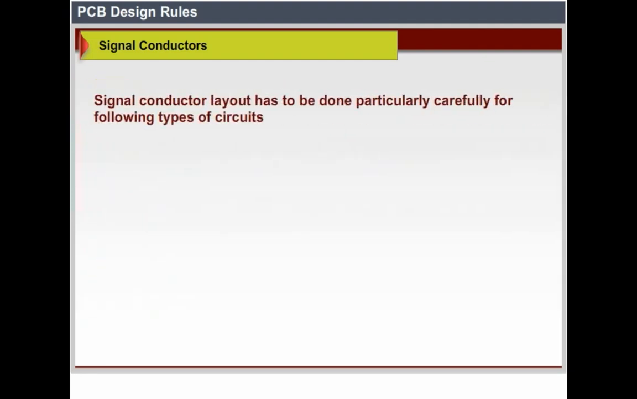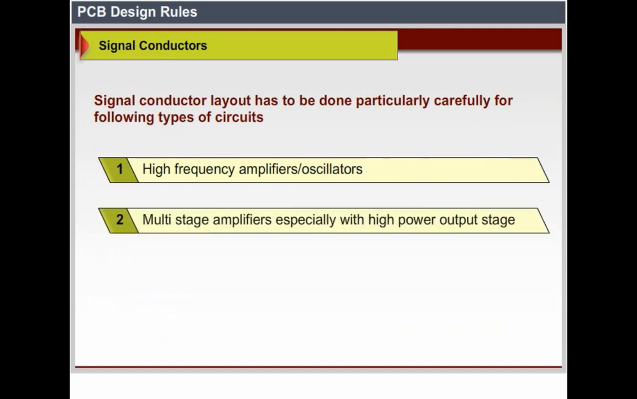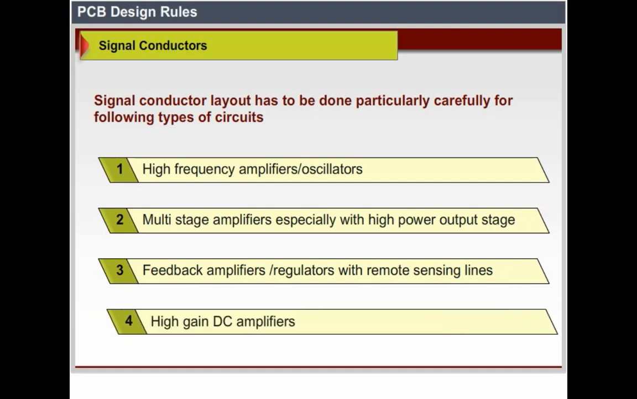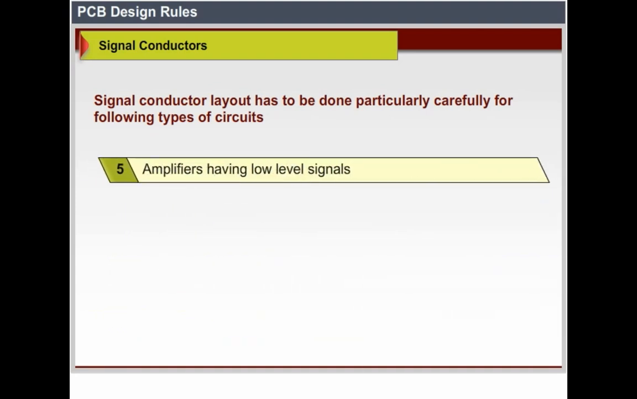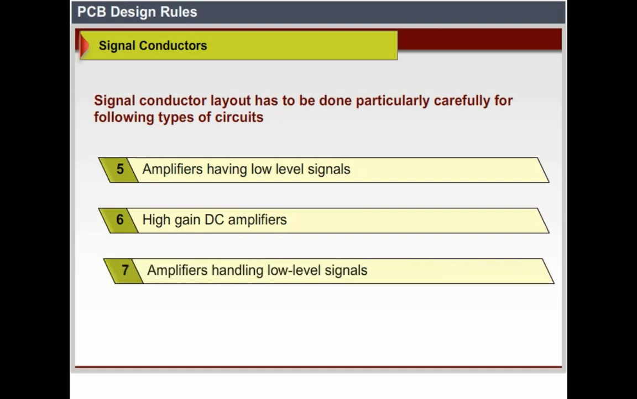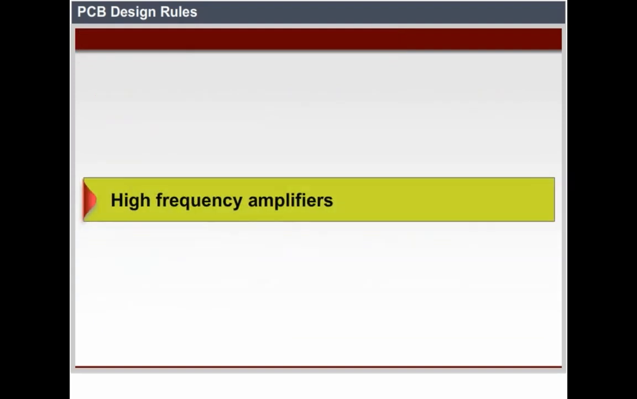Signal conductor layout has to be done particularly carefully for the following types of circuits: high frequency amplifiers, oscillators, multi-stage amplifiers especially with a high power output stage, feedback amplifiers and regulators with remote sensing lines, high gain DC amplifiers, amplifiers handling low level signals, and precision differential amplifiers.